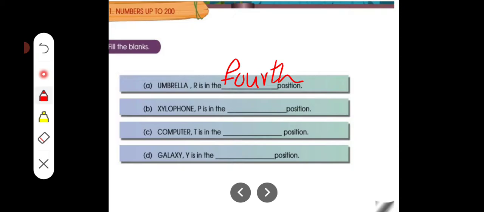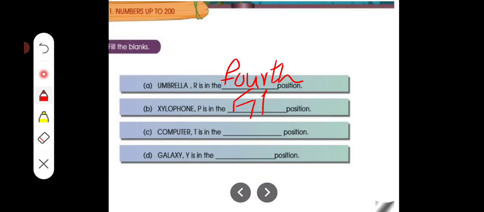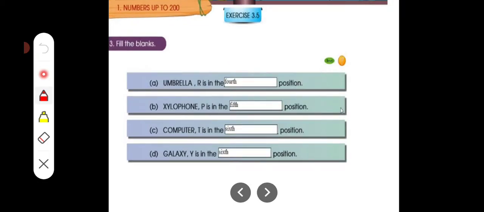Now, where is P here? 1, 2, 3, 4, 5. P. We got xylophone. In this xylophone, we have fifth position is P. F-I-F-T-H. Fifth position. The same thing. I showed you the answer.